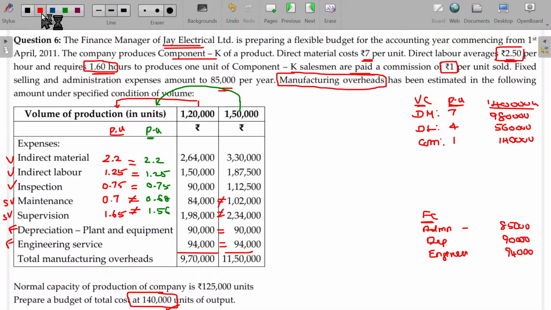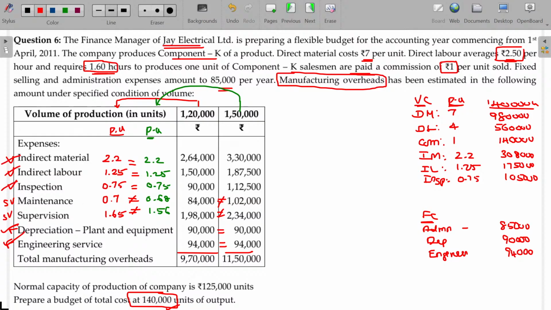Let's finish up the available information first of all. So I have completed this one, and pure variable cost is going to be posted here. Indirect material, IM. This value being 2.2. If the indirect material 2.2, then total value being 308,000. And indirect labor 1.25 per unit for 140,000. Indirect labor being 175,000. And inspection per unit being 0.75, that remains constant per unit basis. 105,000. I have posted all the 3 items.